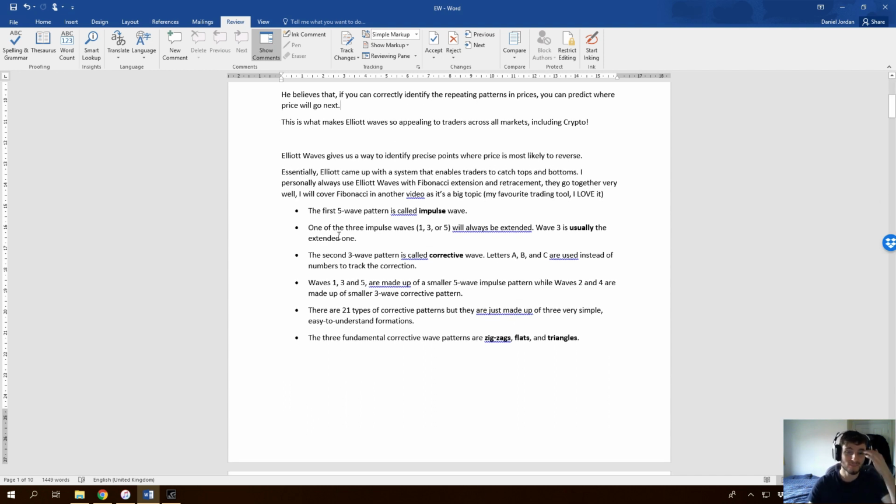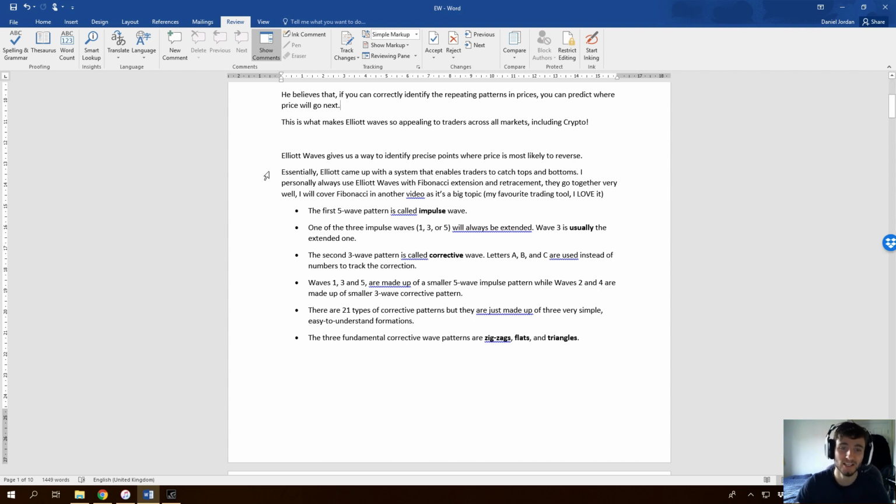It's a really great tool to understand and use, honestly. So Elliott Waves give us a way to identify precise points where the price is likely to reverse. And I like to use this always with Fibonacci, and I will be having separate lessons on Fibonacci retracement and extension, because that is my favorite tool, and really they go together so well.